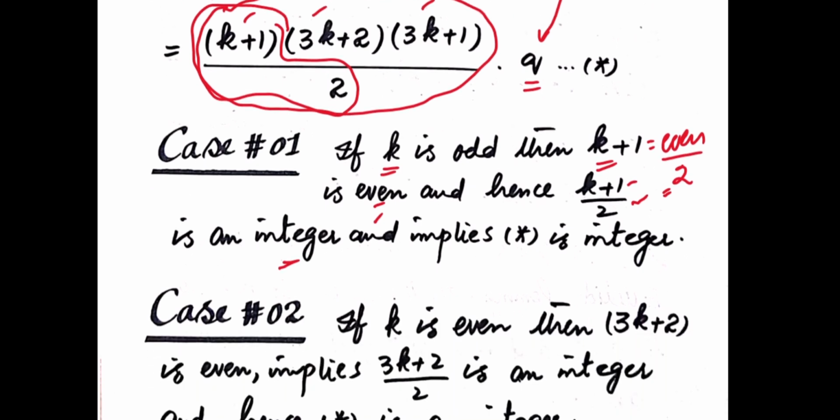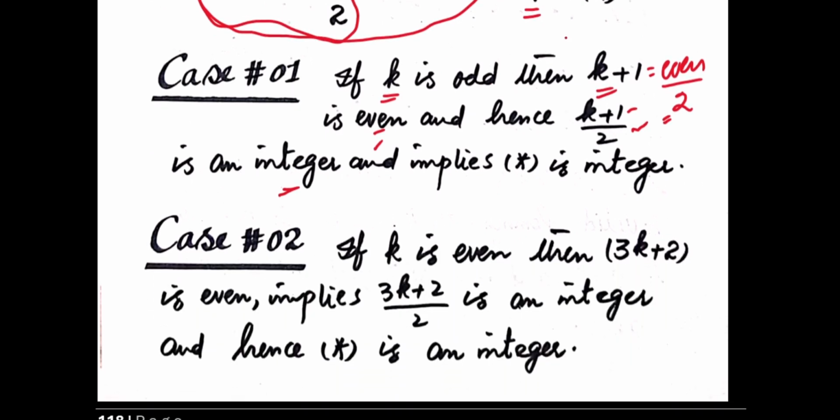So in this case, when k is odd, the star becomes an integer. If k is even, then 3k plus 2 is even. If k is even, you can take any even integer. Suppose my k is 4. Then 3k plus 2 becomes 3 into 4 plus 2, which is equal to 14.